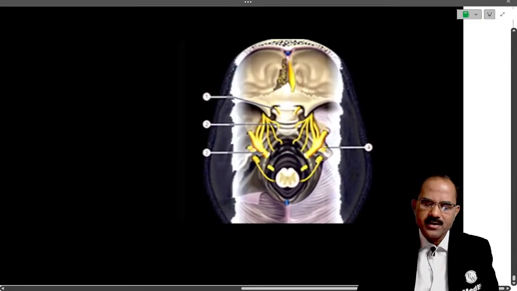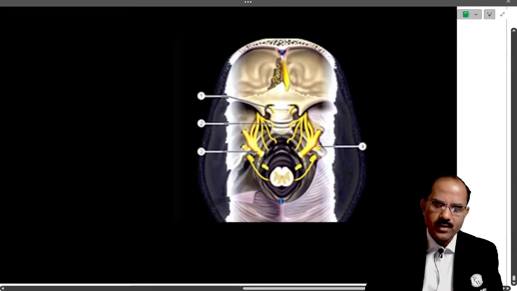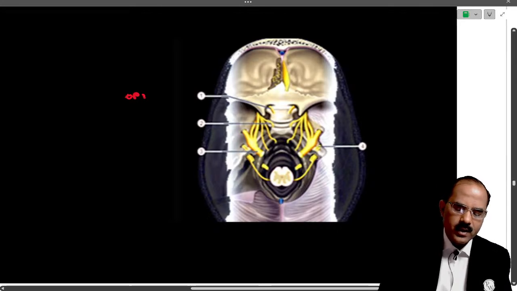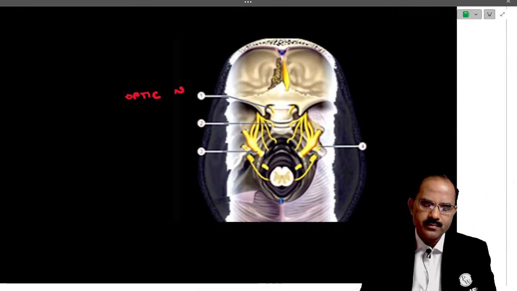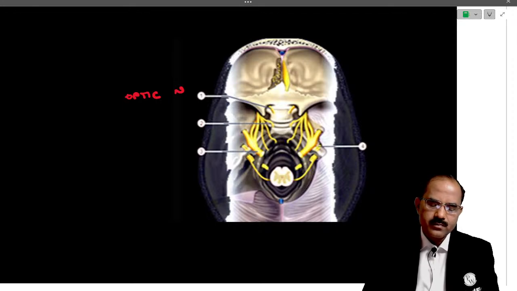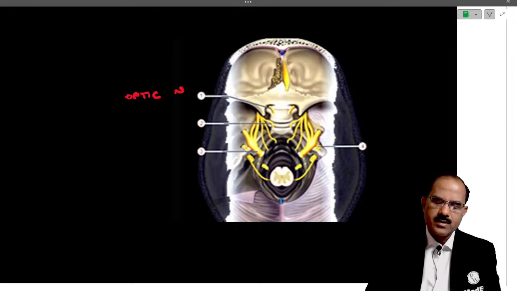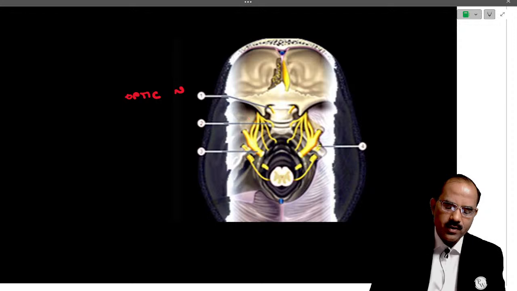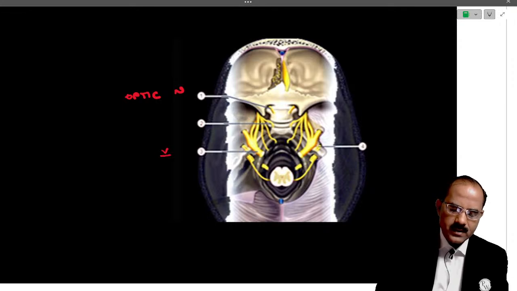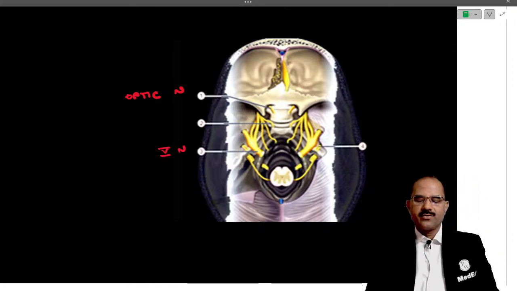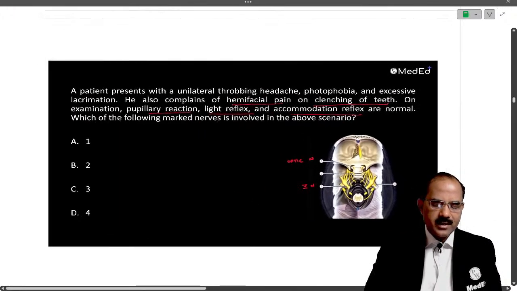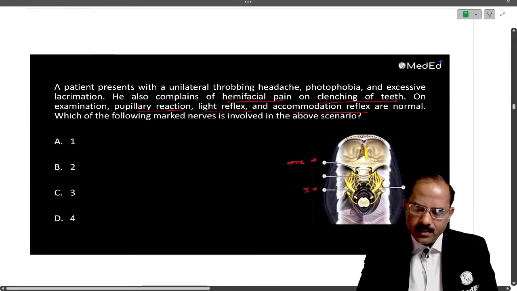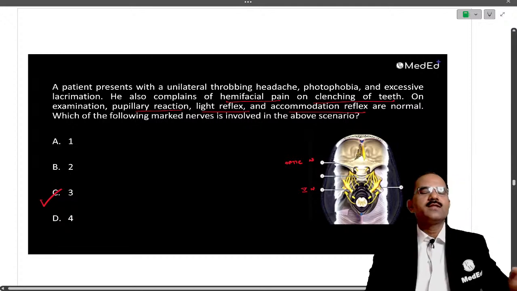Can you identify this number 1? Number 1 is the optic nerve. This is a bunch of nerves going towards the superior orbital fissure. This number 3 is the trigeminal nerve. So that's involvement of the trigeminal nerve. The trigeminal nerve supplies the temporomandibular joint. Answer is C.